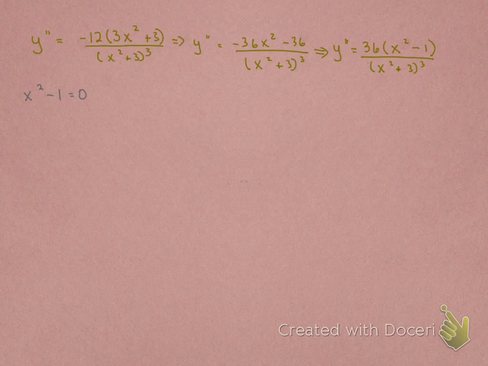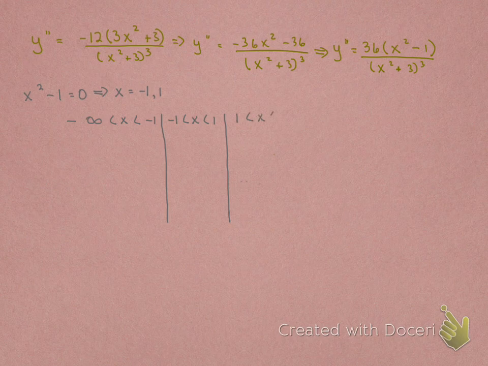36 is never equal to 0, so we don't have to worry about setting the 36 equal to 0 because 36 doesn't equal 0. So we take the numerator, and we know that x squared minus 1 is equal to 0 where x is equal to -1 and +1. Those are the critical numbers in the second derivative. On open intervals, we will go from -infinity to -1, then from -1 to +1, and then from +1 off into positive infinity.